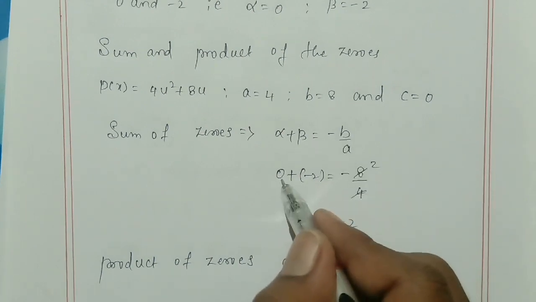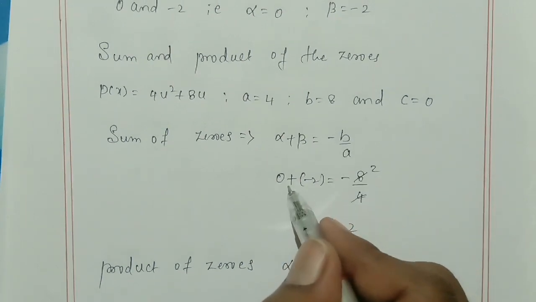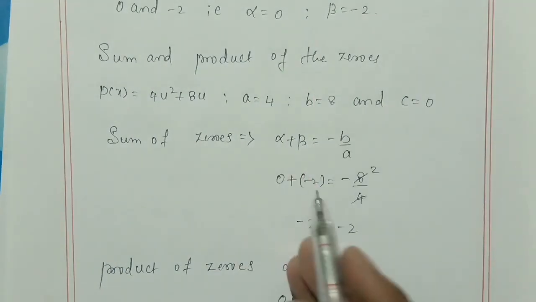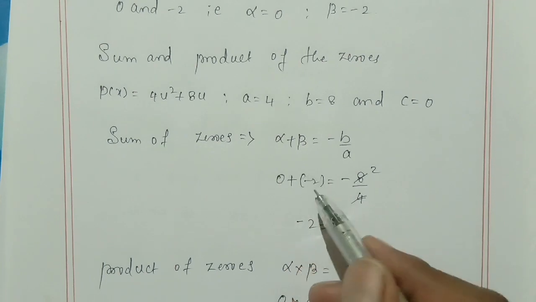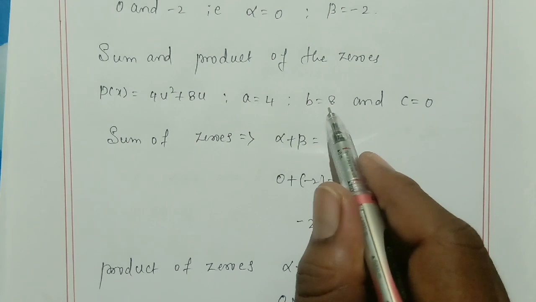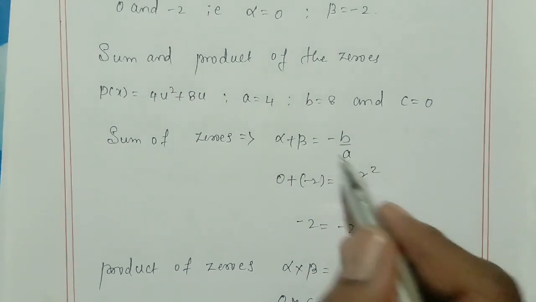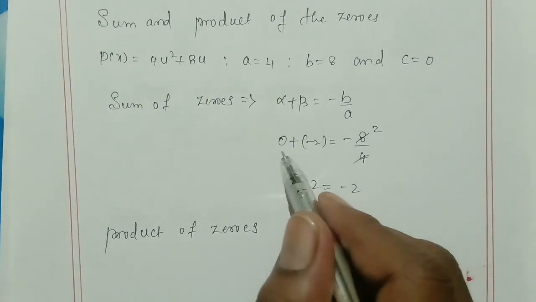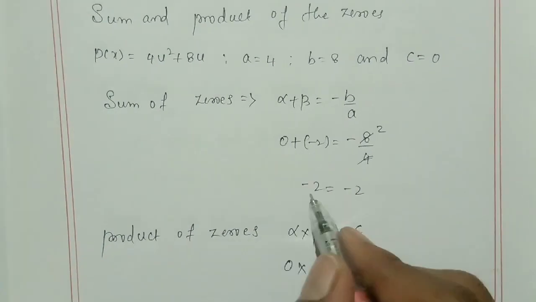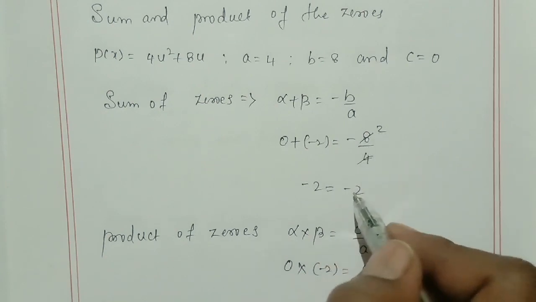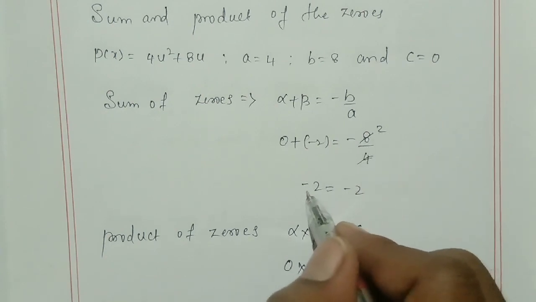So alpha value you can substitute 0 from here, and beta value you can substitute minus 2. So alpha value is 0 plus beta value is minus 2, which is equal to minus, as it is, b is 8 divided by a value 4 you can substitute. Then you can simplify. Sum of these two is minus 2, which equals minus 4 twos are 8, so minus 2 you can write down. So hence verified, the sum of the zeros.